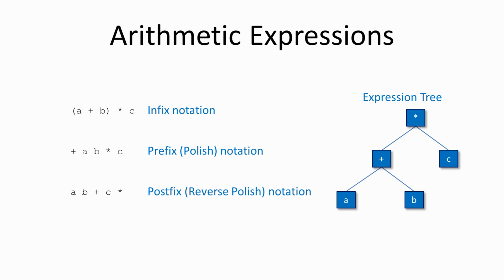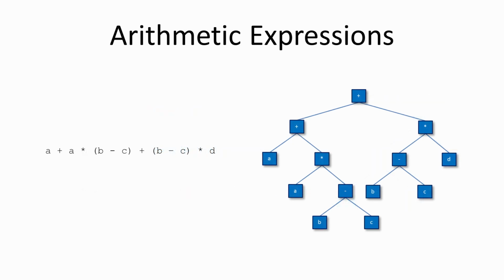A compiler can create an expression tree from an infix expression in the source code programmatically using stack data structures. Once built, a post-order traversal of the expression tree will give the reverse Polish form. Some compilers use graph data structures to represent arithmetic expressions. To be more specific, directed acyclic graphs, otherwise known as DAGs.